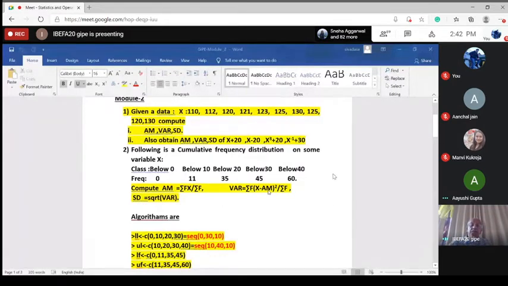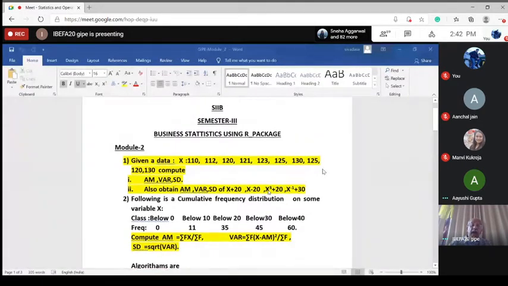In module 2, I'm repeating that in question number 1, you have a data and there are several functions: x plus 20, x minus 20, x cube plus 20, x raised to minus 1 plus 30, and for each of the functions you have to compute again mean, variance and standard deviation.